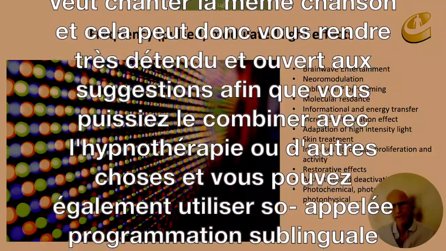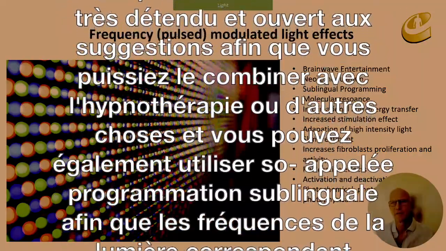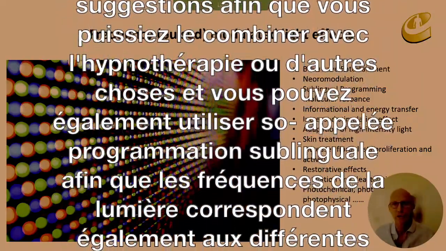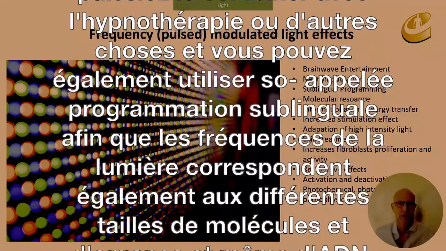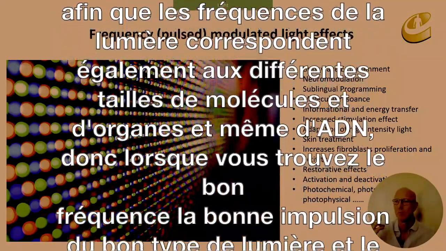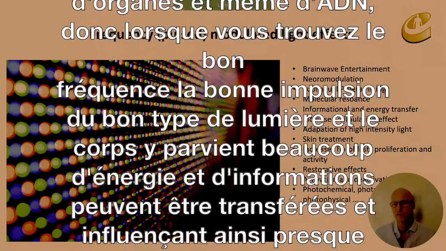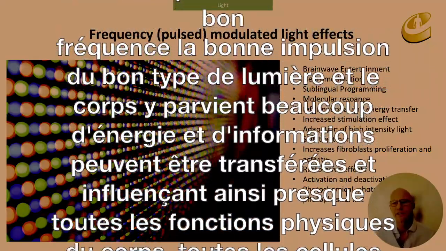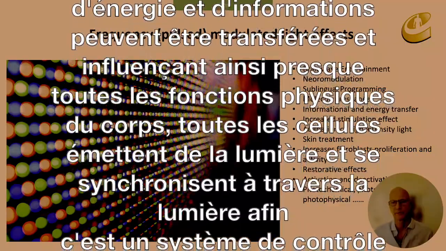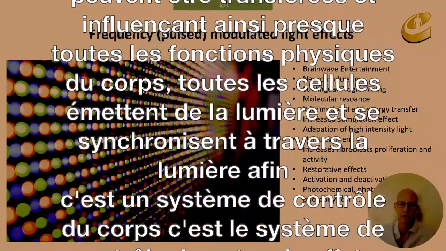The frequencies of light also match the different sizes of molecules and organs and even DNA. So when you find the right frequency, the right pulse of the right type of light, and the body achieves it, a lot of energy and information can be transferred, thereby influencing almost all physical functions of the body. All cells emit light, and they synchronize through light. So it's a controlling system of the body. This is the controlling system of our life.